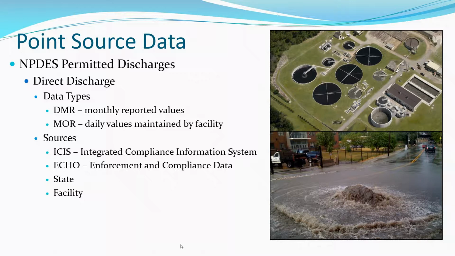Typically, it's available in two forms. One, the readily available form, is called the DMR, which is the monthly reported values. And this typically is a requirement of their permit.